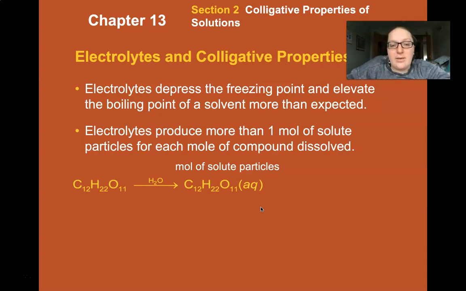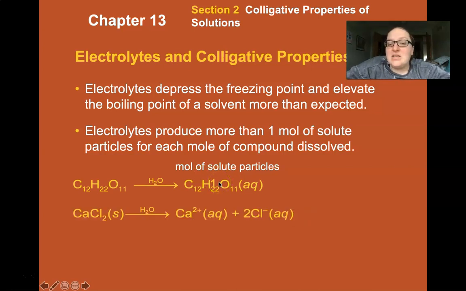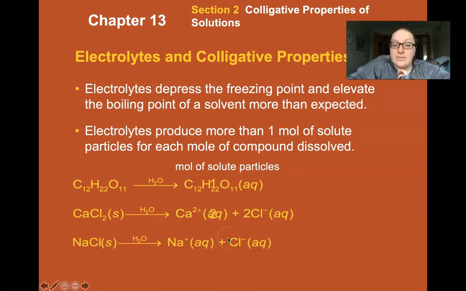For instance, if we take this sucrose molecule and add it to water, we still end up with just the one sucrose molecule, or 1 mole of sucrose molecules present at the end. If we look at something like calcium chloride, it's going to become 1 calcium atom and 2 chlorine atoms. That's going to be 3 particles, right? So for every one of these, 3 of these exist, which means we actually raise the number of particles for every mole of our compound that gets dissolved.